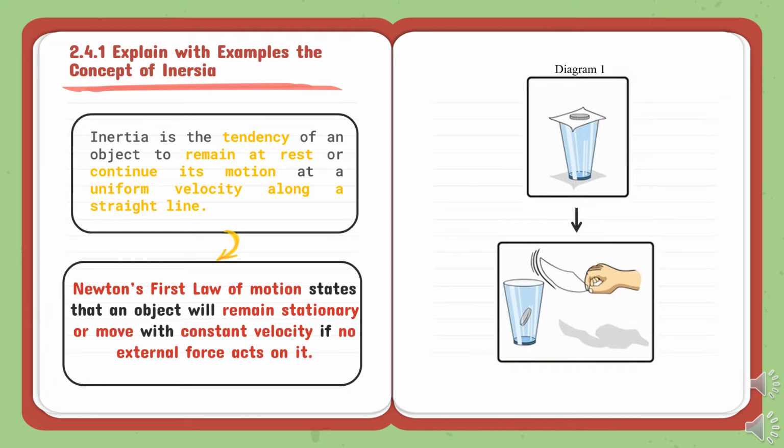The concept of inertia is explained in Newton's first law of motion. Newton's first law of motion states that an object will remain stationary or move with constant velocity if there is no external force acting on it.